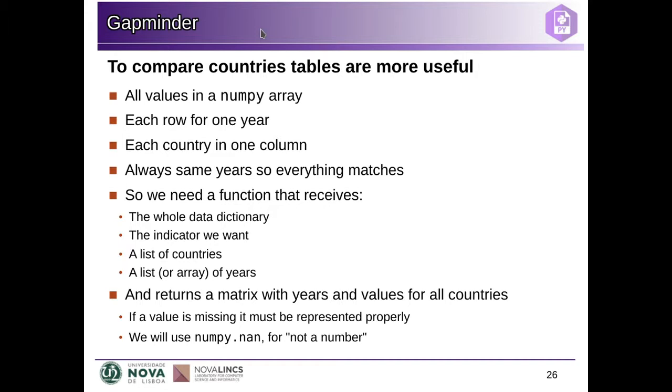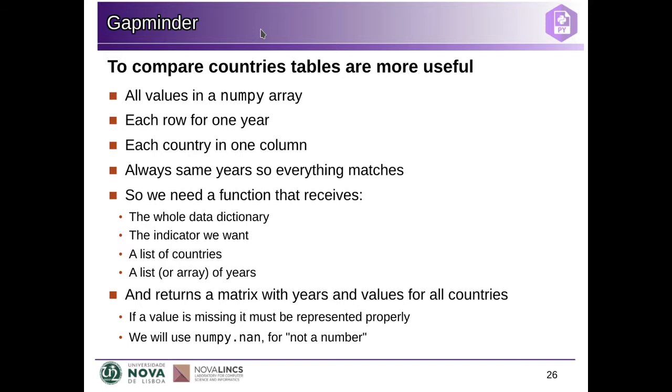So one thing that we need is to make sure that we get the same years for every country and all in the same position, because if we don't do that, then we can have data for some years in one column and another set of years in another, and then we cannot compare everything. So basically we need this function that will receive as arguments the data dictionary, the one that we created with all the indicators, the indicator that we want to extract, a list of the countries we want to look at, and a list or an array of years for which we want the data.